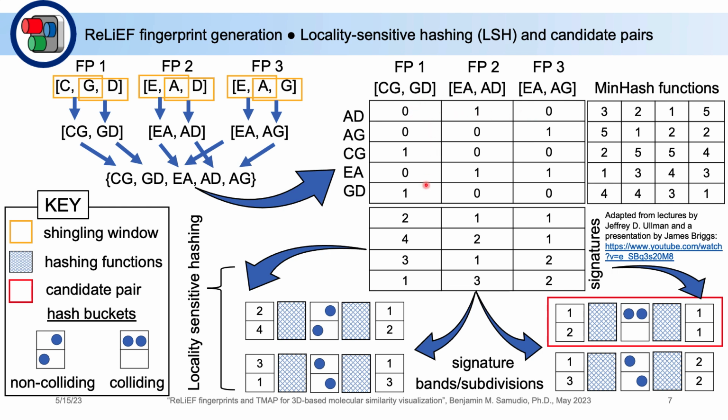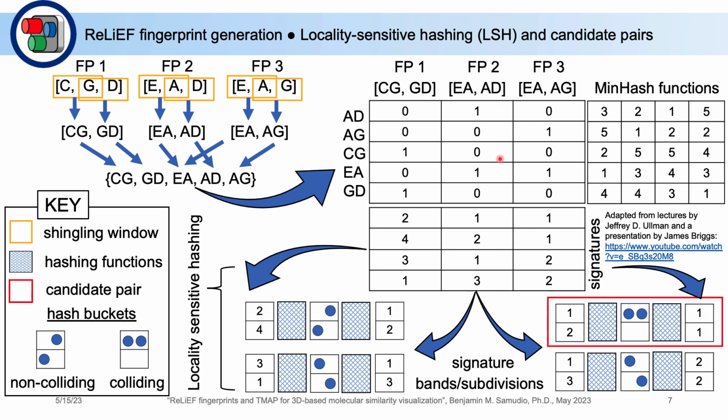So the one-hot encoded vectors can be very large, but they can also be very sparse. So what we want is a way to represent those fingerprints in a condensed way while still maintaining the differentiability that the one-hot encoded vectors have. So this is where min-hash functions come in.